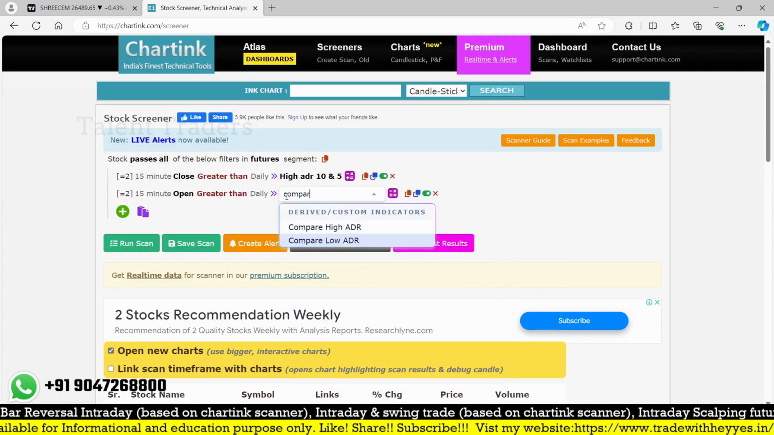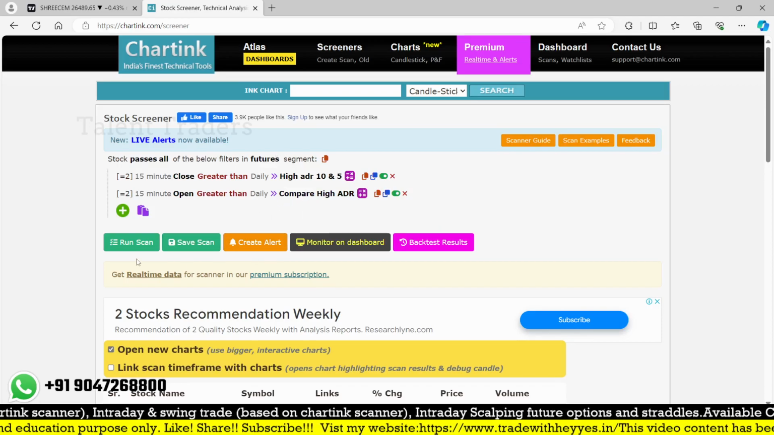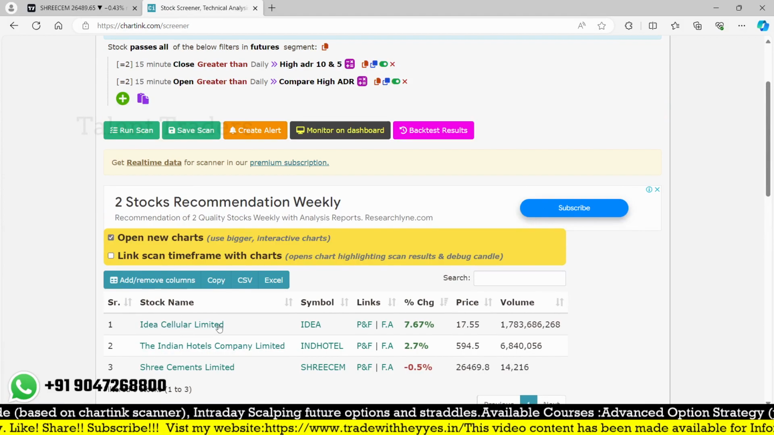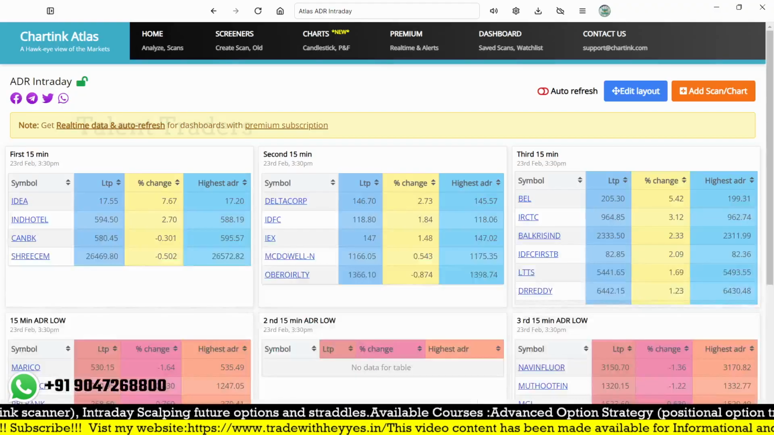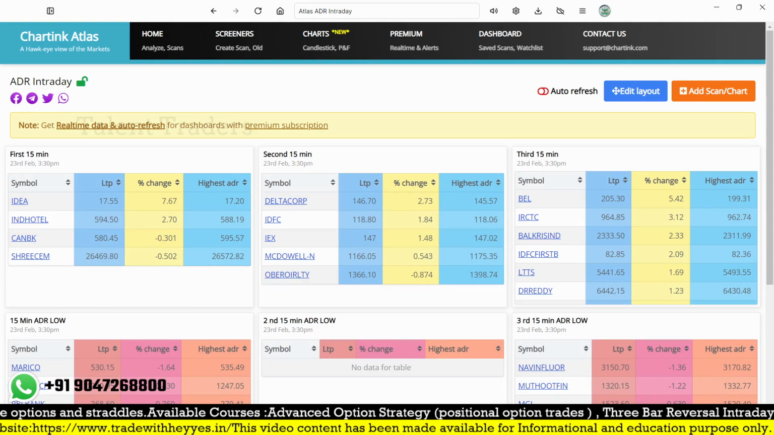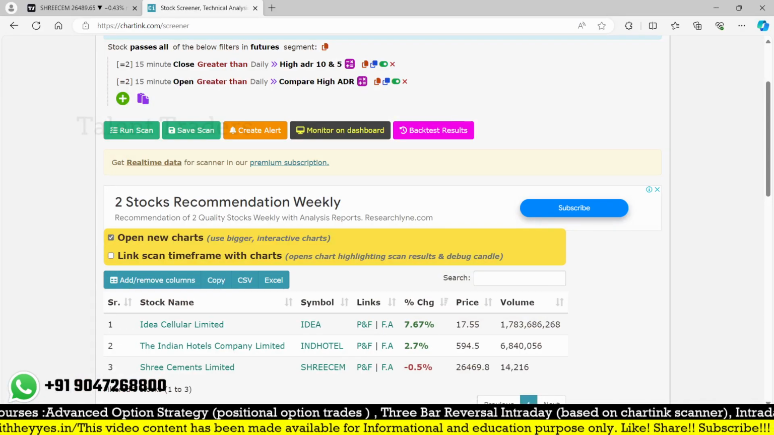That is one more condition which I used: high ADR. So this is the condition. Now the second candle. These are all the stocks, but in our normal one we will be getting Delta Corp, IDFC, IEX, McDowell, and OB Realty. From there, we filter one more two stocks.